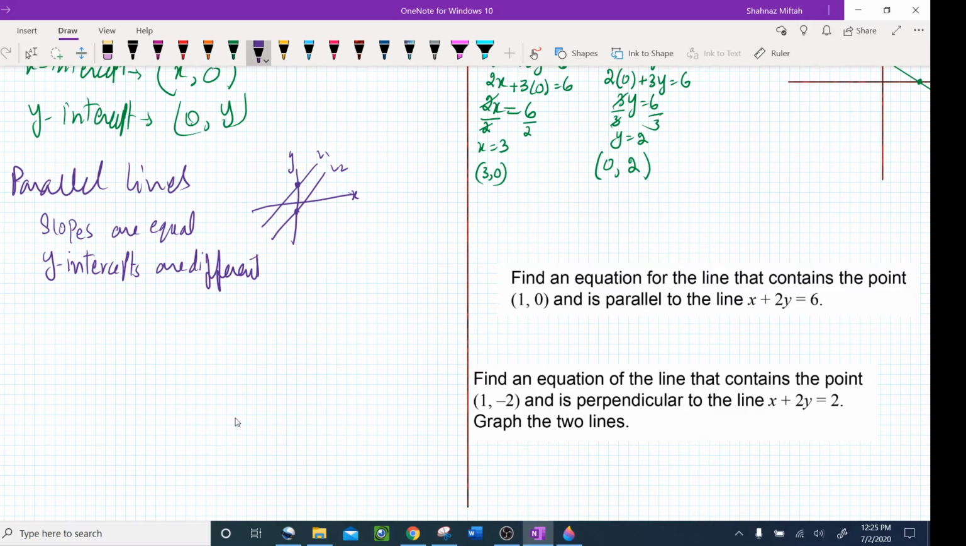Now, let me give you an example for parallel lines. For example, I have line 1, x plus 2y equals 6.